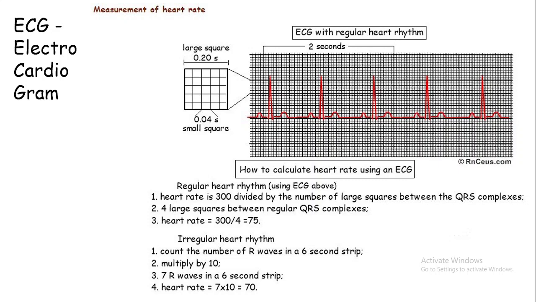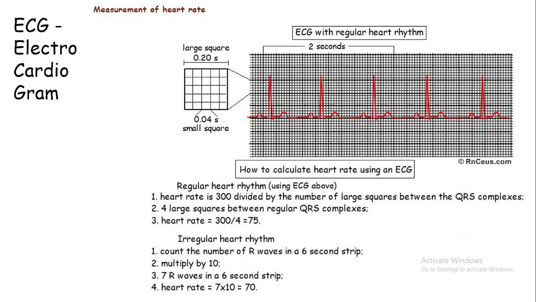ECG with regular heart rhythm. You can see that every 2 seconds there are 3 contractions. So regular heart rhythm using the ECG above shows us the heart rate is 300 divided by the number of large squares between QRS complexes. With 4 large squares between regular QRS complexes, the heart rate is 300 divided by 4, which is 75.